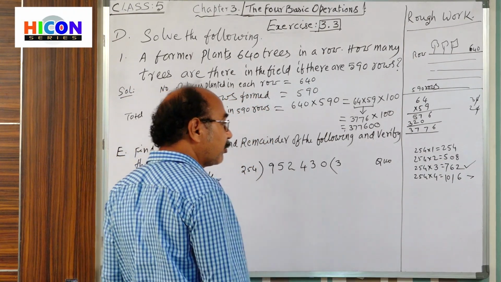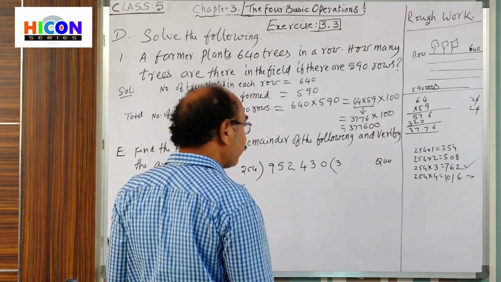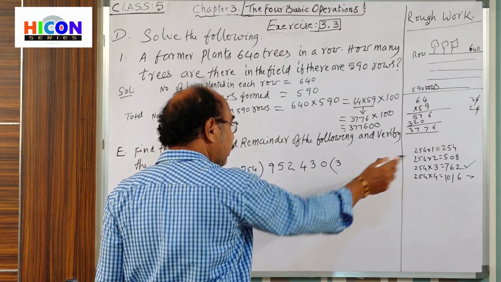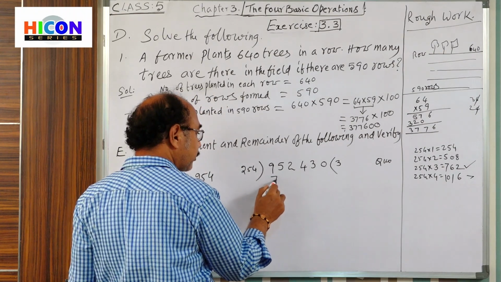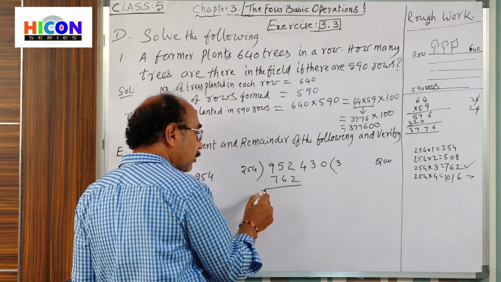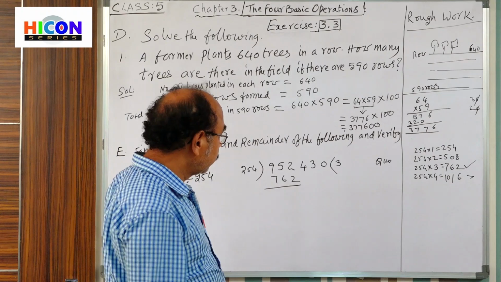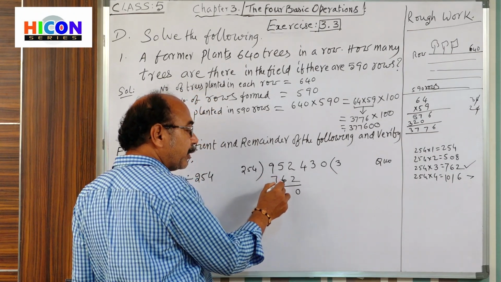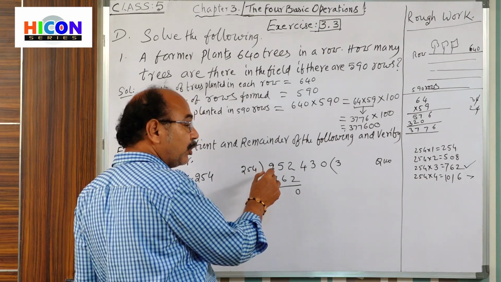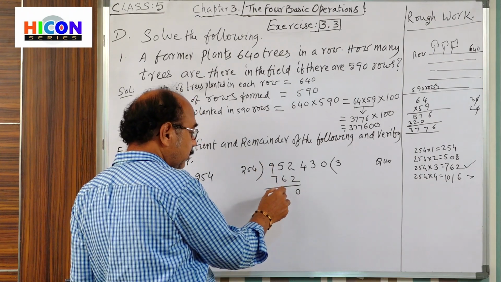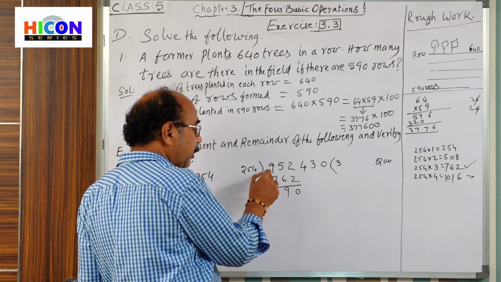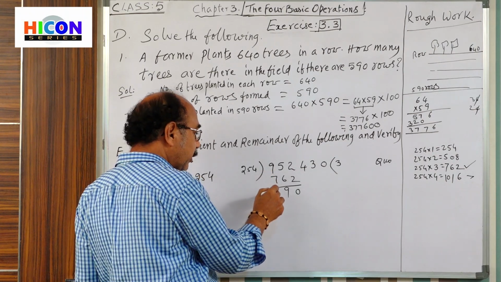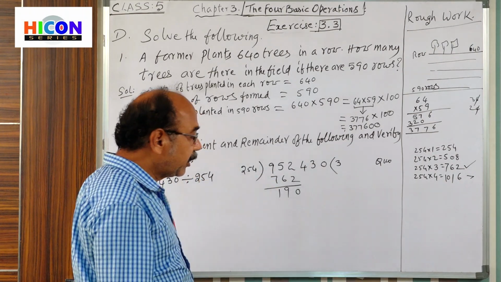3 into 254 is 762. Write 762 under 952. Then subtract. 2 minus 2 is 0. Here 5 minus 6, so take borrow. 15 minus 6 is 9. Here 9 gave a borrow, so 8 minus 7 is 1. You got 190.